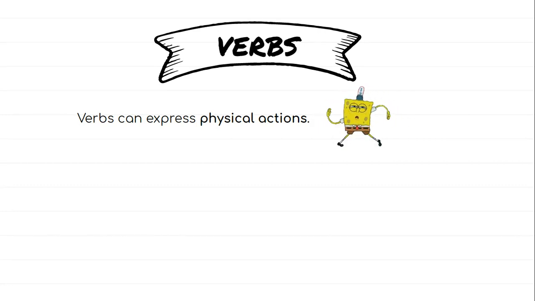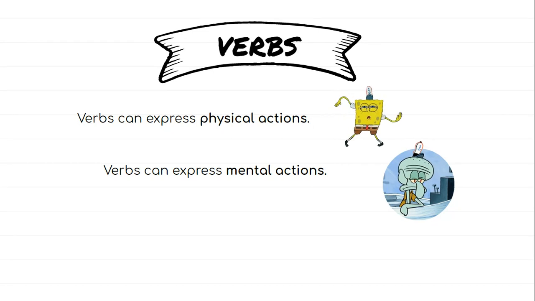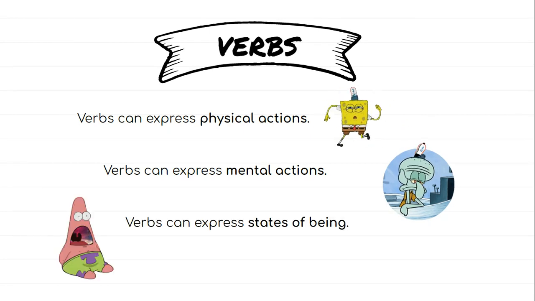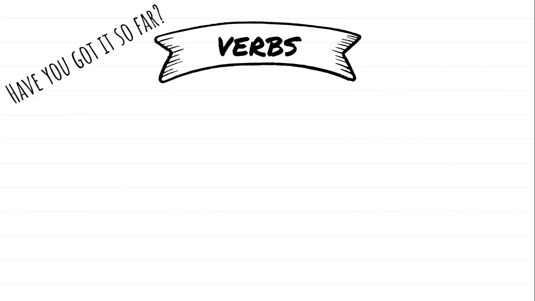Verbs can express physical actions, like dancing, walking, jumping, shouting. Verbs can express mental actions, like thinking, dreaming, pondering, wondering. Verbs can also express states of being, like to be or to exist. Have you got it so far?